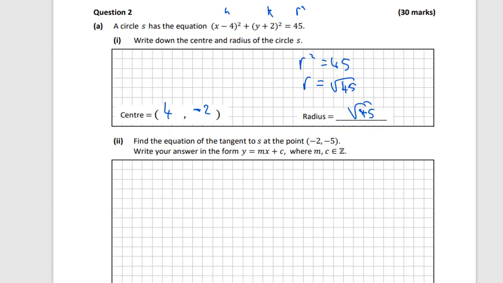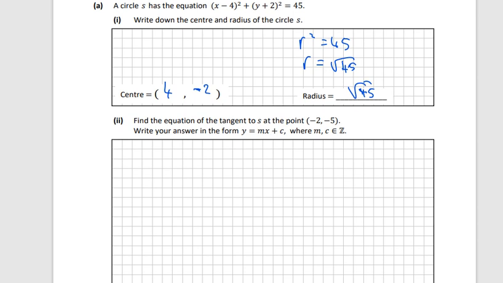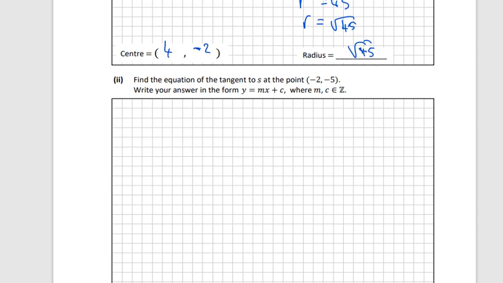Find the equation of the tangent to s at the point minus 2, minus 5. So 4, minus 2 is the center, and then minus 2, minus 5 is down here. So we'll just imagine that that is the circle, and that should be the center there, the point in the middle.